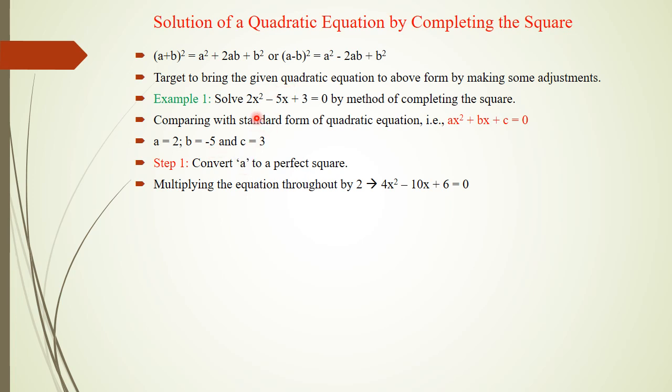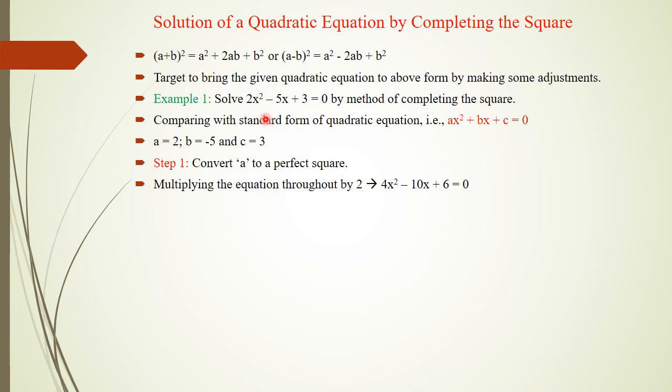In order to convert this coefficient of x square to a perfect square, here if you observe, the term is 2, so the nearest perfect square will be 4. If I have to make this 4, I have to multiply by 2. Then I cannot multiply 2 to only this term, I have to multiply it throughout the equation. Therefore, multiplying the equation throughout by 2.